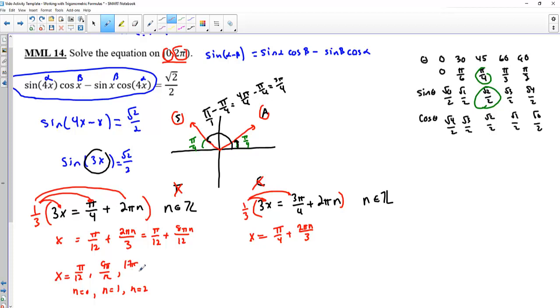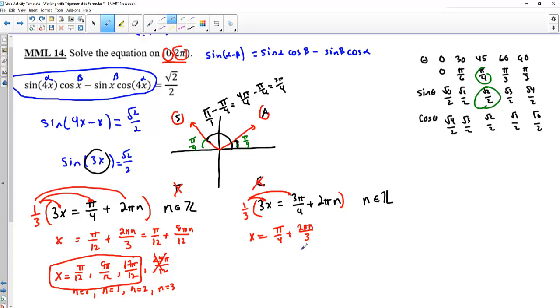And that's still an answer because you're not bigger than 2 pi. But if n is 3, let's see what happens when n is equal to 3. You get 24 here, 24 pi's plus 1 pi. And so you get 25 pi over 12. But that's too big, because 25 divided by 12 is bigger than 2. So these are the answers you get right here. So that's the first 3.